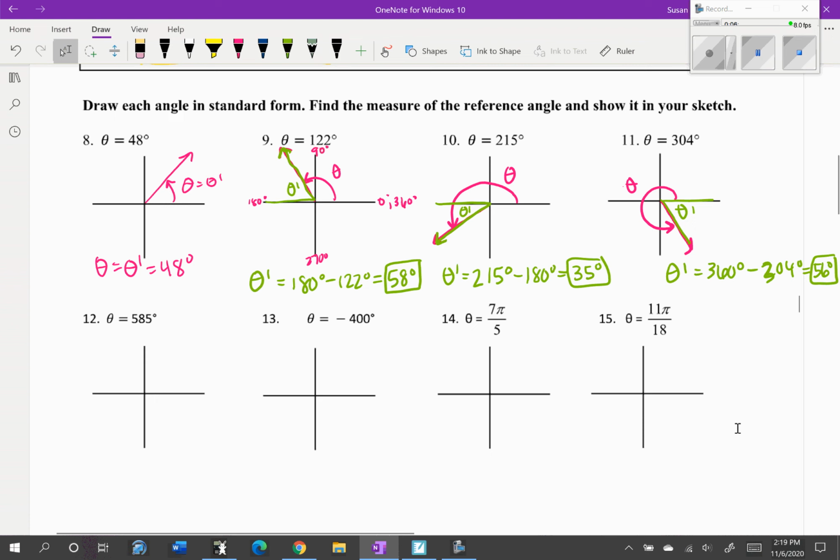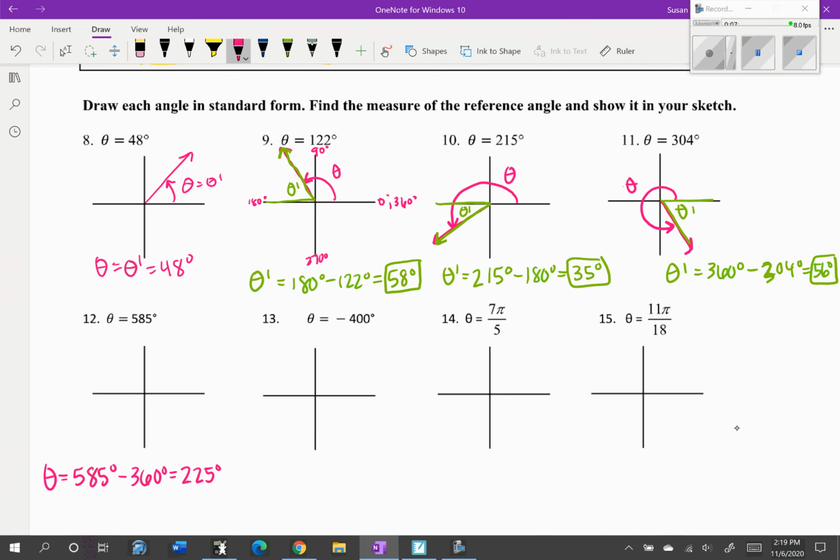So what happens if we don't have an angle that's given in between 0 and 360 degrees? Well, we can find the coterminal angle. So theta equals 585 degrees. To find the coterminal angle, remember you add or subtract 360. So since this has gone around more than once, I'm going to subtract 360 degrees, which gives me 225 degrees. So this is the coterminal angle.